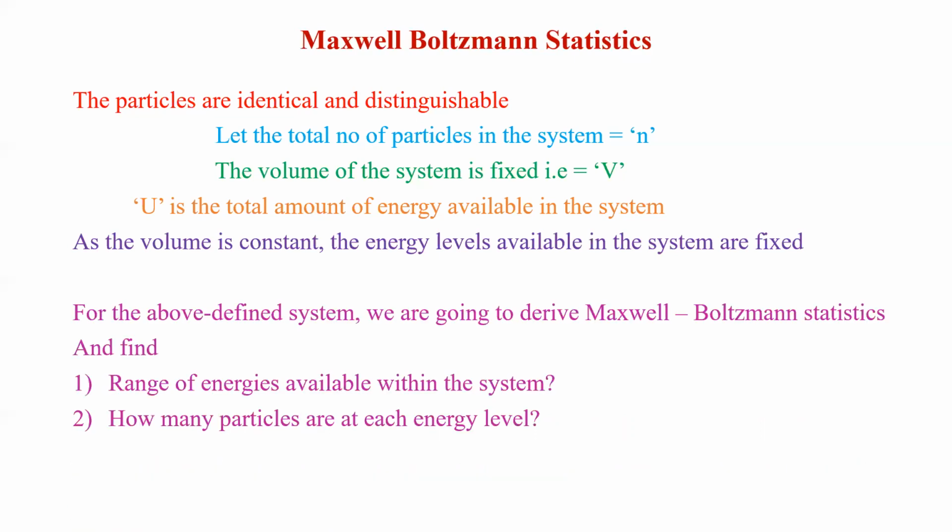Now, using Maxwell-Boltzmann statistics, we are going to derive and find the range of energies available within the system. What range of energies are available in this given system, and how many particles are there at each energy level? For example, let us consider an energy level E1. Using Maxwell-Boltzmann statistics, we can find out how many particles are there at that energy level E1.